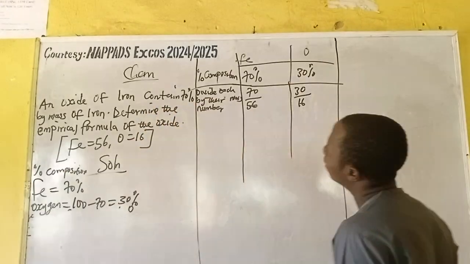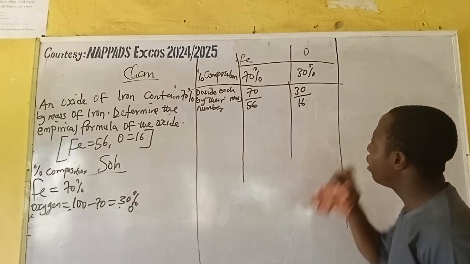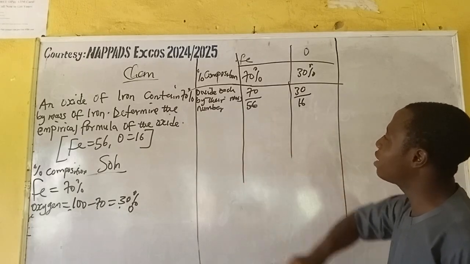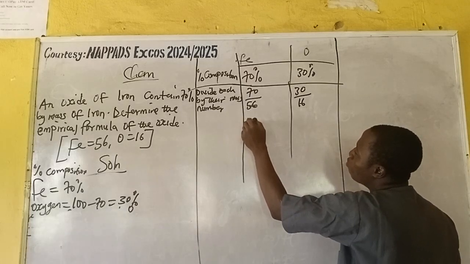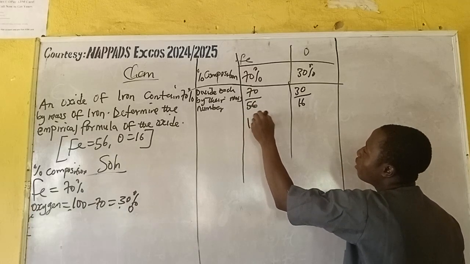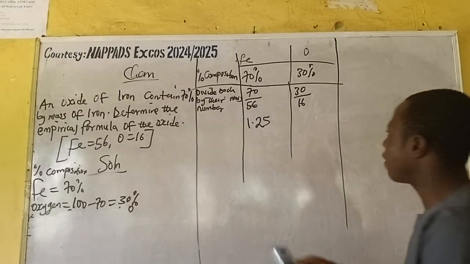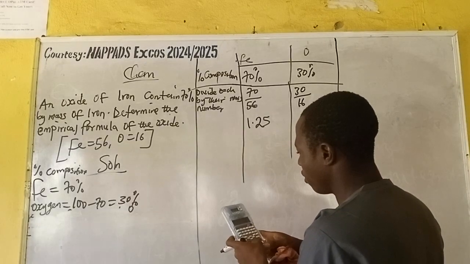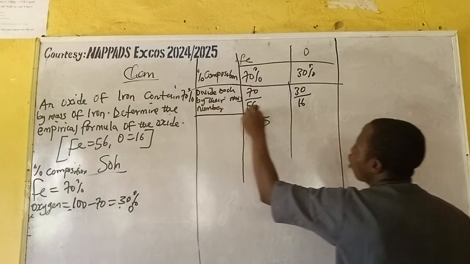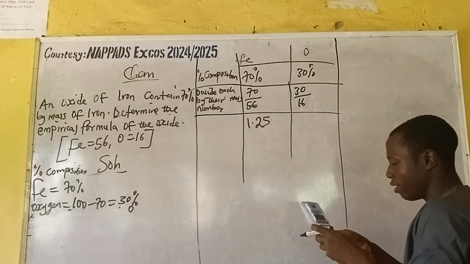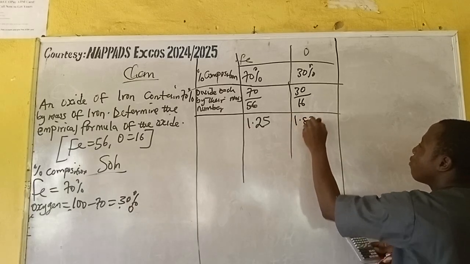Then you are going to do division. 70 divided by 56 will give you 1.25. Then you also divide 30 by 16. That's going to be 1.87.